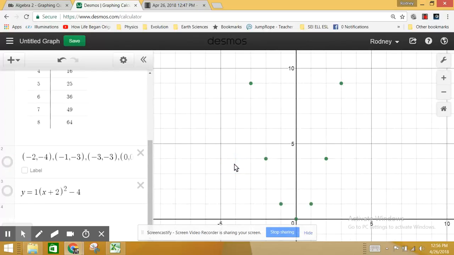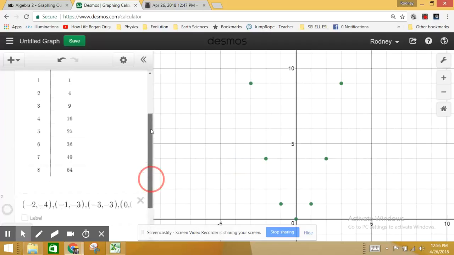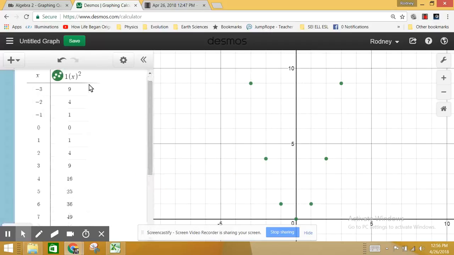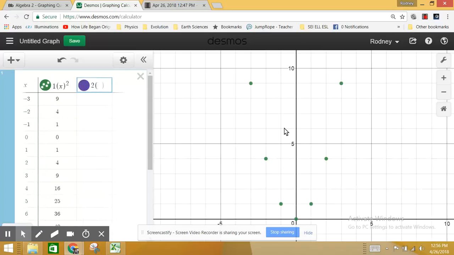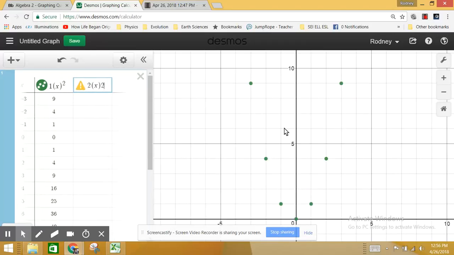So here I have my base parabola. I'm going to add to this table. This is something you can do with these tables. We can add another column. And instead of 1, I'm going to say 2 times x squared. And I'm going to go, okay. Okay, and now I've got my table of values.